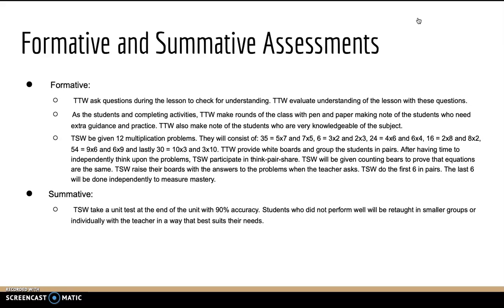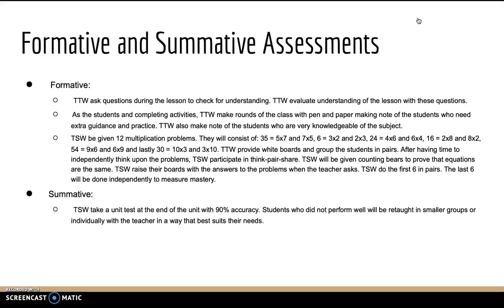For a formative assessment, I'm going to ask the students some questions during the lesson just to check for understanding. As the students are completing the activities, I'm going to make rounds of the class with pen and paper, making notes of the students who need some extra practice and who are going above and beyond or are very knowledgeable of the subject.